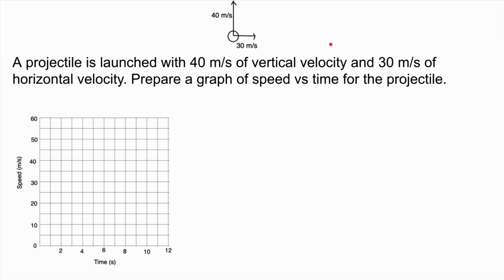So let's start off, let's figure out what our launch velocity was. Well, how are we going to do that? We're going to use Pythagorean Theorem. So we're going to say 40 squared plus 30 squared, take the square root, I get 50 meters per second. So I'm going to put a dot here at 50 meters per second.